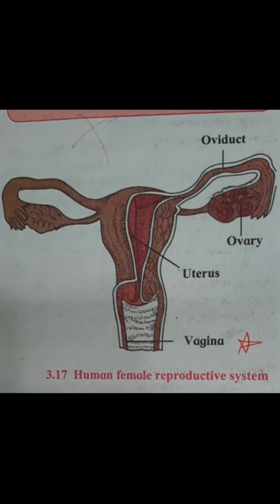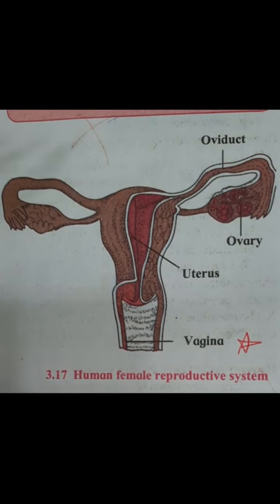Once again, good morning students, and this is your Science and Technology Part B practical period. I hope you remember in the previous practical period we had seen the male reproductive system. We had studied the male reproductive system with the help of the model. So we are continuing the same experiment, and today we are going to study the female reproductive system.